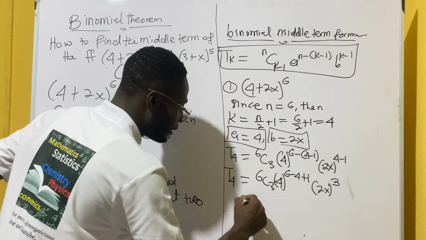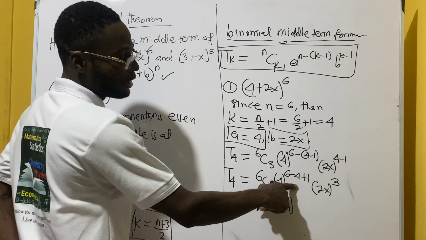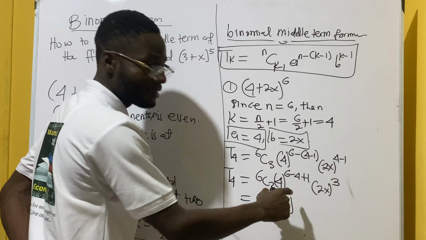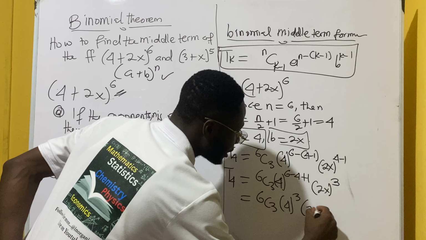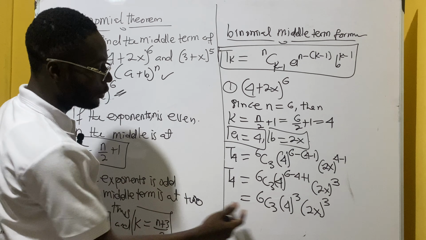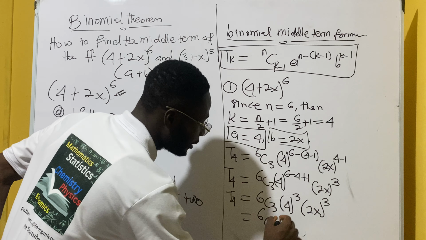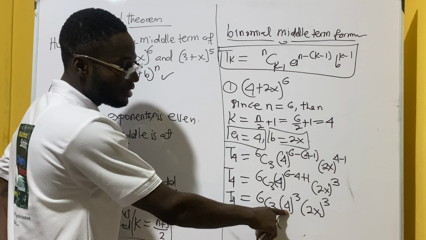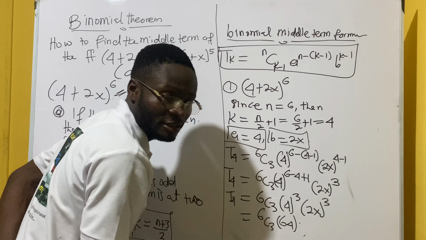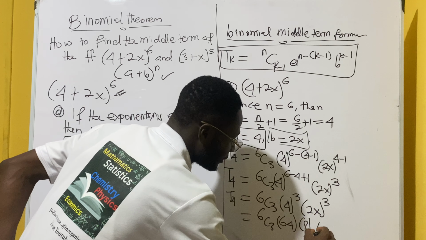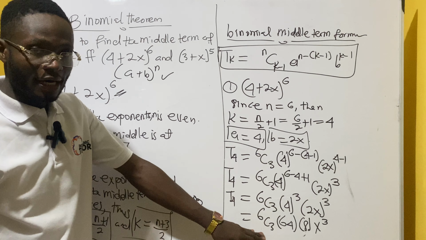So we're going to have 6 combination 3 into 4 exponent 6 minus 4 plus 1, that is 3, into 2x exponent 3. When you simplify it, we have 6 combination 3 into 4 exponent 3, which is 64, and then 2 exponent 3, that is 8, times x exponent 3. So this is what we have so far.